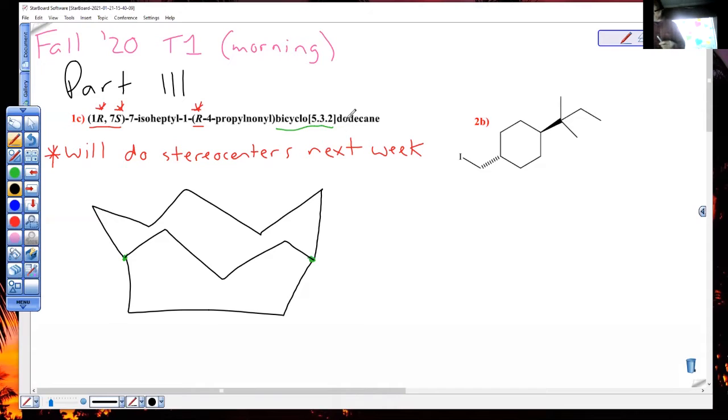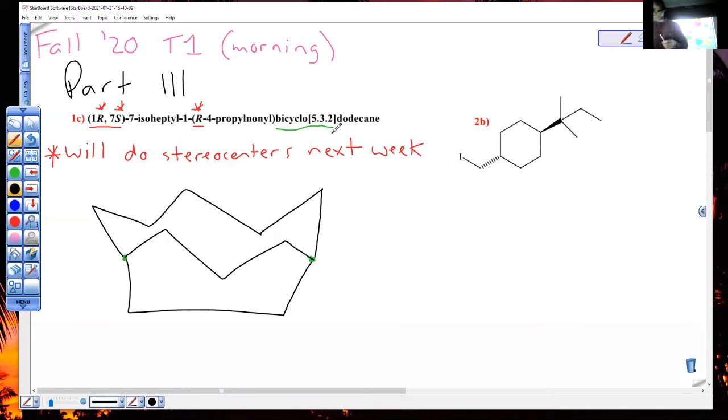You know how I knew that? Well, what's 5 plus 3 plus 2? That's 10. And then the 2 dots is 2 more. That's 12. You can verify that. Dodecane means 12 carbons. 5, 3, 2 is also another way to say 12 carbons.